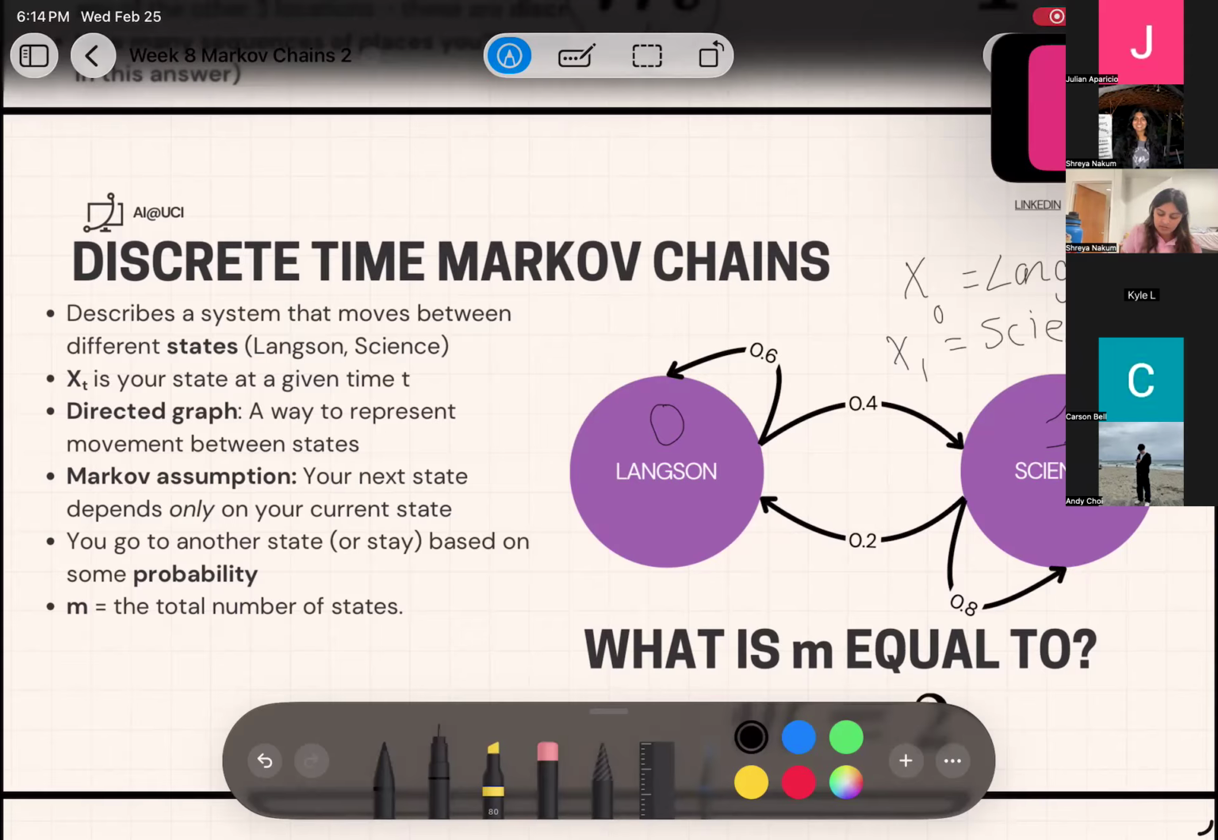And of course, this here, the Markov assumption, this is the main thing that we care about. And this is what everything is based on. This is what a lot of reinforcement learning is based on too. That your next state depends only on your current state. What you're gonna do tomorrow, where you're gonna study tomorrow, depends on where you studied today, not where you studied yesterday or 2 days ago.